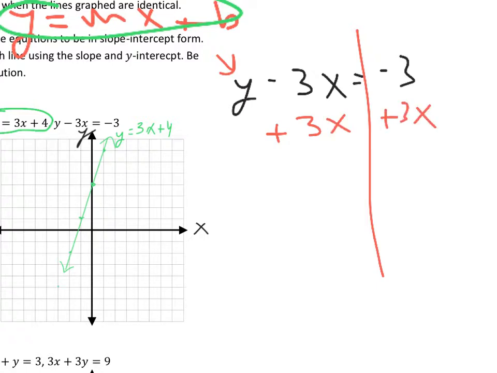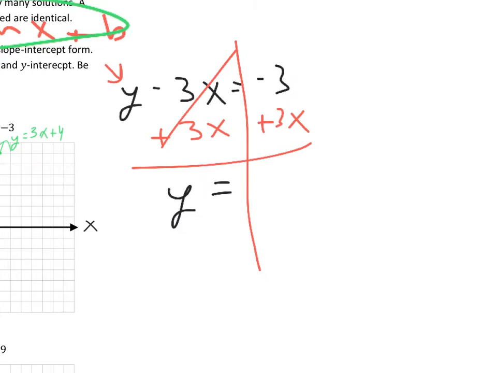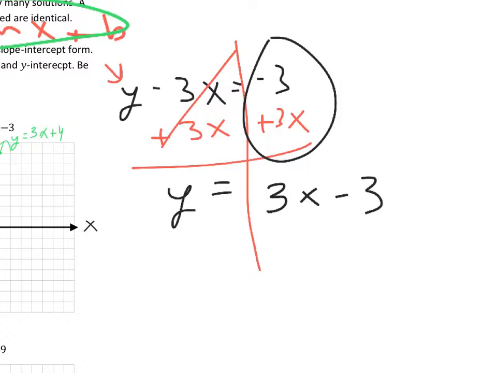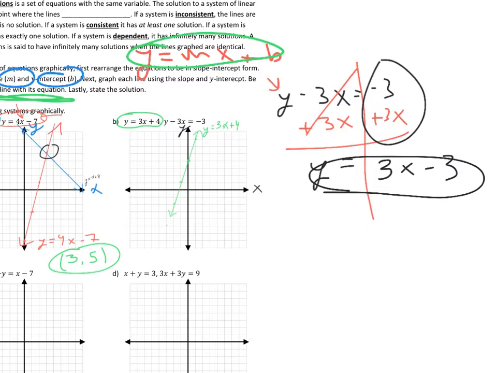both sides. Negative 3x plus 3x cancels, so I'm left with y equals, on the right-hand side, these are not like terms, so I cannot add them. So I'm left with a positive 3x minus 3. So then this is our equation in slope-intercept form that I can now graph.